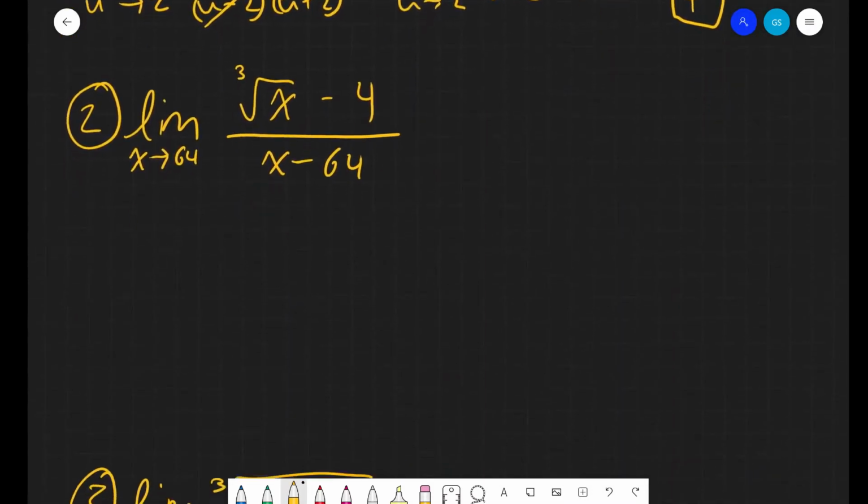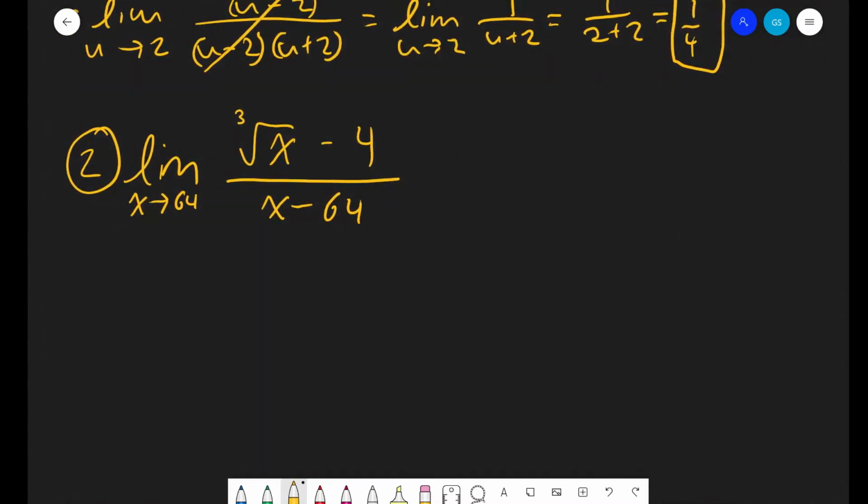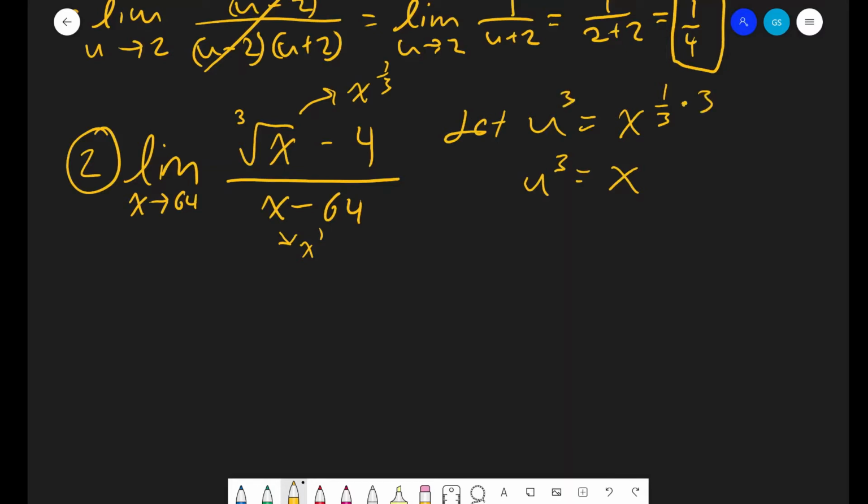Let's look at another example here. This one is maybe not as challenging, but the same basic idea. We have x to the 1/3 right here, and here we just have x to the 1. A little bit easier. Now we can just say, let u equal x to the 1/3, because if we cube u, we just get x, because cubing this means the 3's cancel out, that becomes 1, therefore we get x.